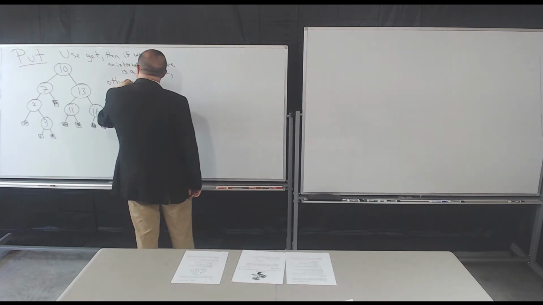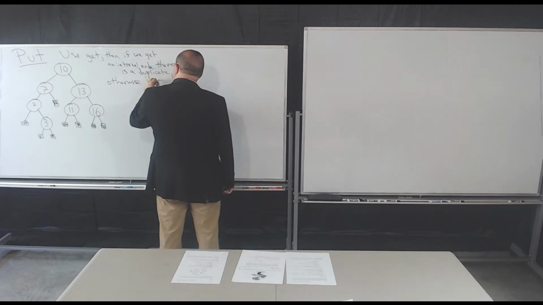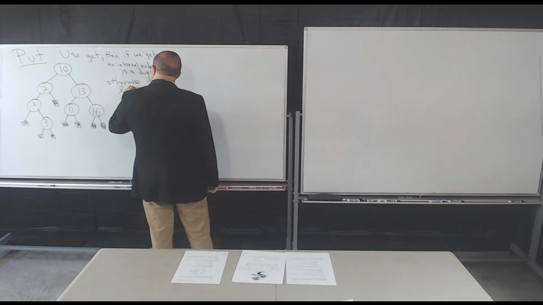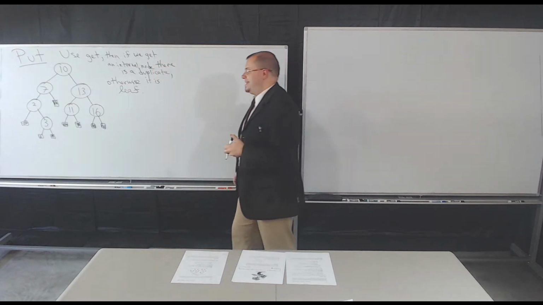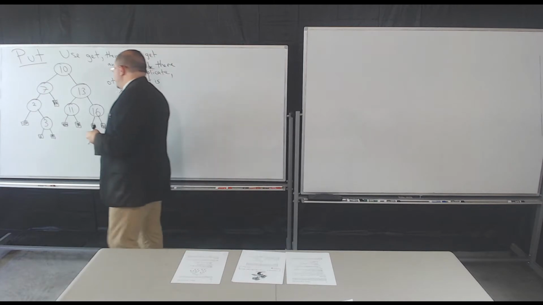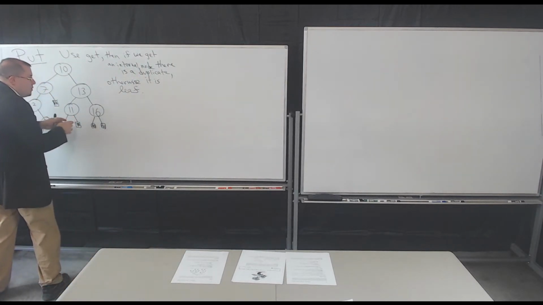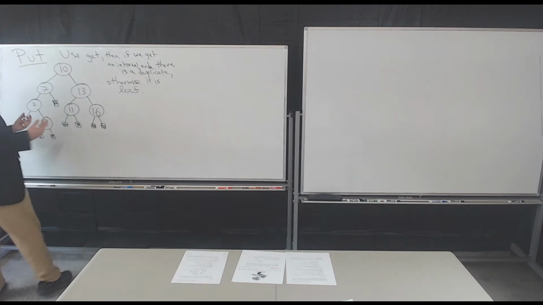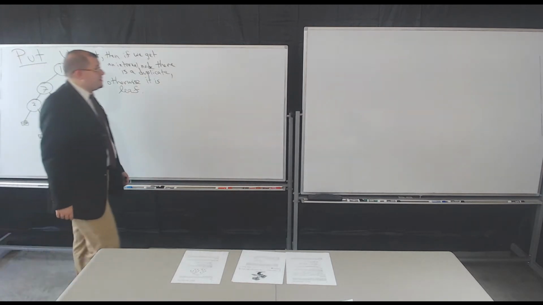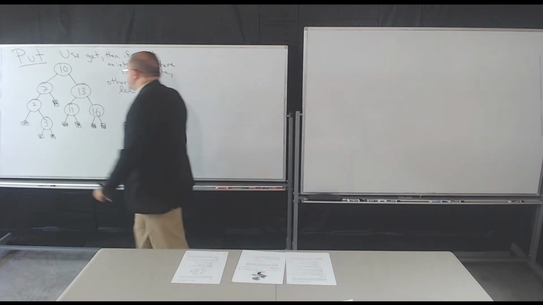Otherwise, what? Otherwise, it is a leaf. Now this is where the versatility of this implementation becomes really nice. All you're going to do is just expand this leaf into a node that stores your record, and then you're going to create 2 leaves with that node. That's all you're going to do. So it's really nice. So let's talk about this.